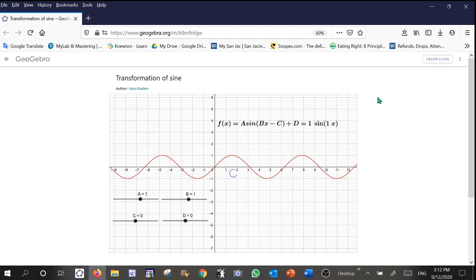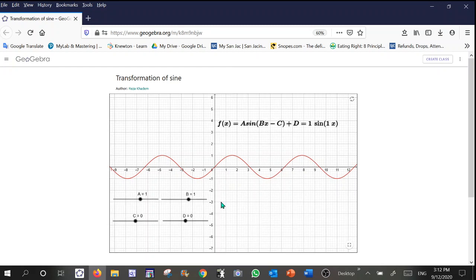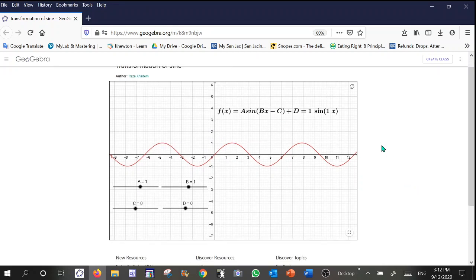I'm going to wait for it to load. Okay, still loading. All right, so let me make it a little bit.